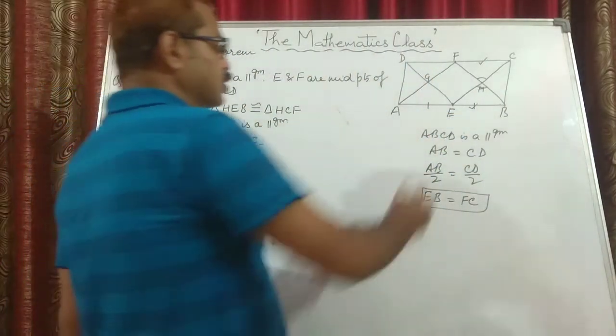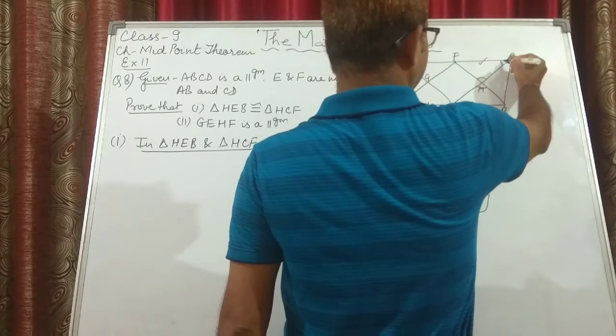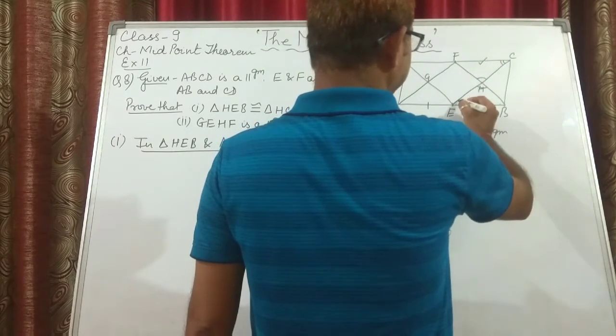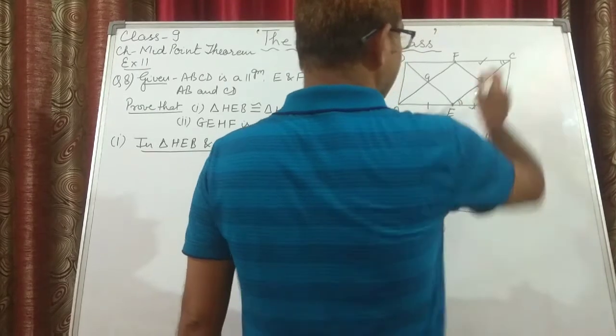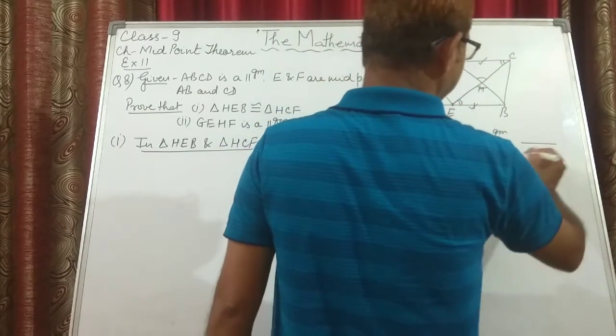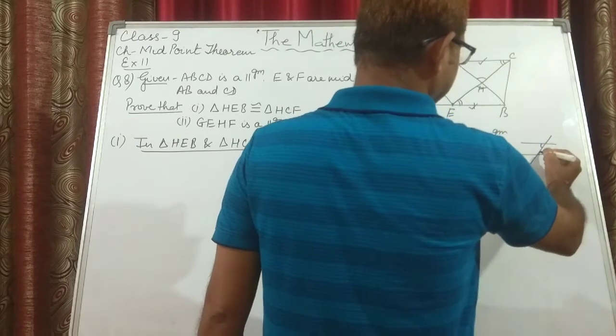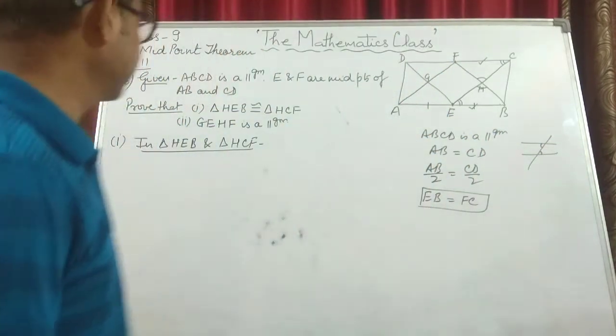Now, one more thing, you can see that angle FCH is equal to angle BEH. Why? Because these are alternate interior angles. Two parallel lines are cut by a transversal, so this angle and this angle are known as alternate interior angles.